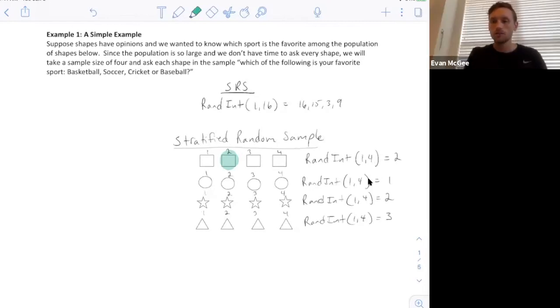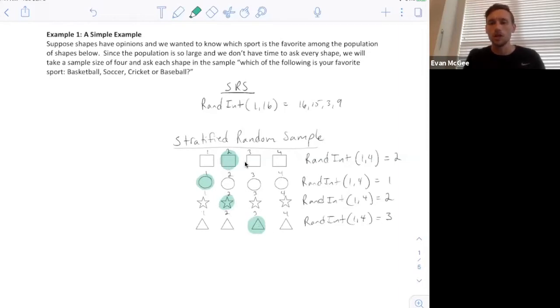So you can see I've randomly generated numbers between 1 and 4 for each of them. I got the first of the circles, the second of the stars, and the third of the triangles. So the benefit from this versus the simple random sample is now I have 1 from each different type of shape included in my sample. And I want my sample to be representative of the entire population. Since there are an equal number of squares, circles, stars, and triangles in the population, I would like to have an equal number of the same shapes in the sample. So that is one benefit for using a stratified sample.